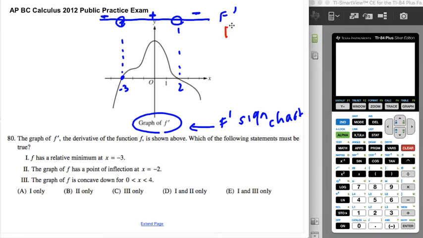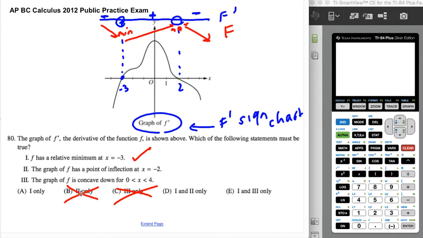What that tells me is that what f is doing is going down, up, and down again. So there's a min at -3 and a max at 2. So f has a relative minimum at -3. 1 is true. Once I know 1 is true, I can cross off 2 only. I can cross off 3 only. Right? Now I just need to figure out, essentially I need to test 1 or 2. If 2 is true, I'm done because there's only one answer that has 2, etc.